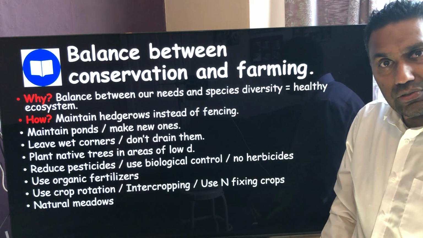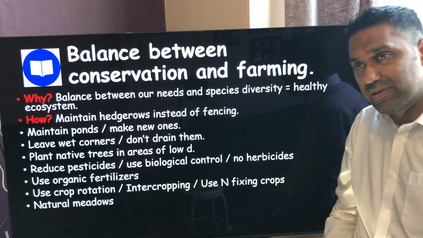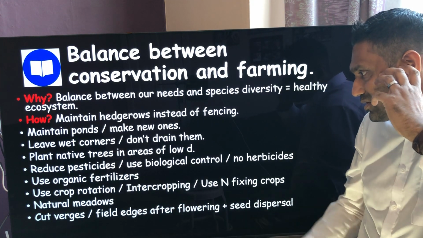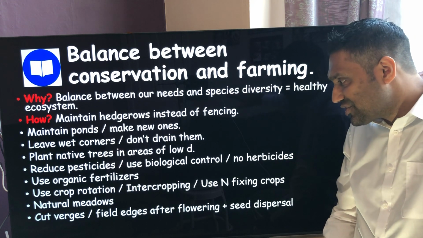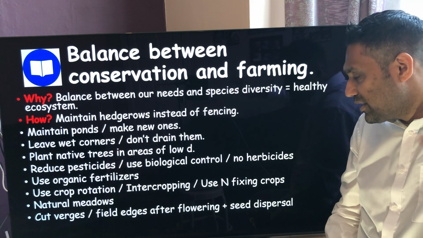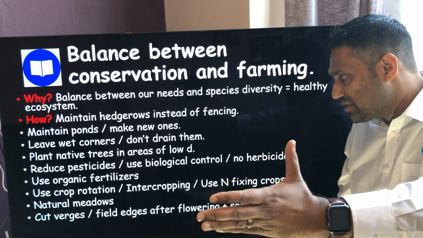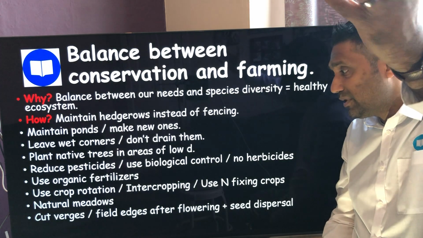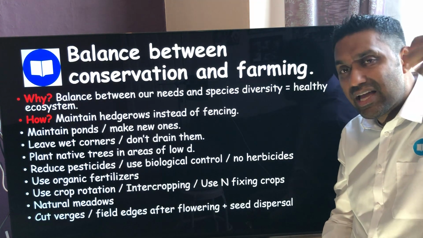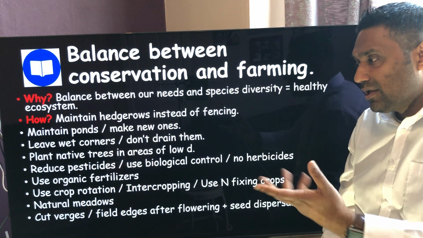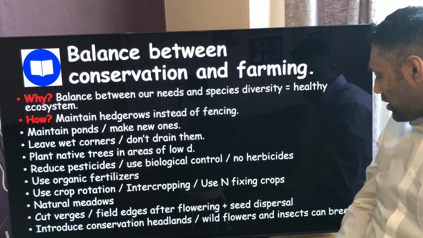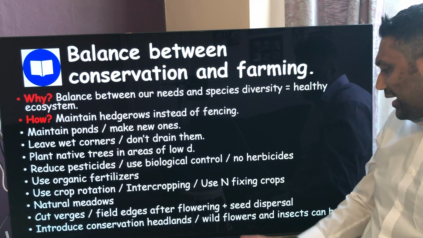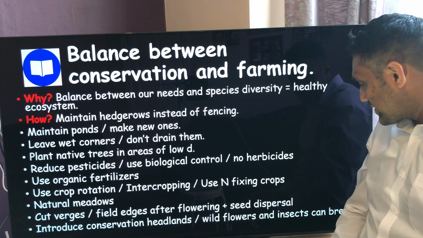Have more natural meadows. Okay, so you've got your field to grow your cereals and stuff, but then in the corner you have a natural meadow growing, so you've got wild flowers there. So you can have verges, you can have field edges, and beyond the field edge have your natural meadow growing. And don't cut your field edges or your verges too often, because sometimes you just cut it, the grass is growing, cut it, grass is growing, cut it. If you let the grass go right to the top, let the flowers happen, let the seeds disperse, then decide to cut it. So if you just give it a bit more time, that's better. Have natural meadows flourishing, and introduce conservation headlands and wild flowers, so insects can breed as well.